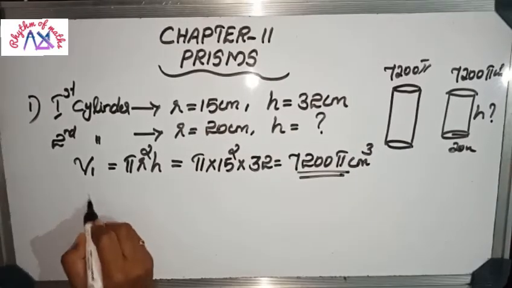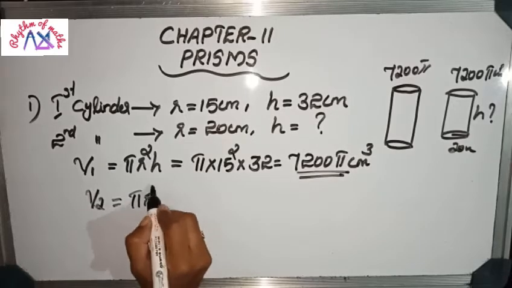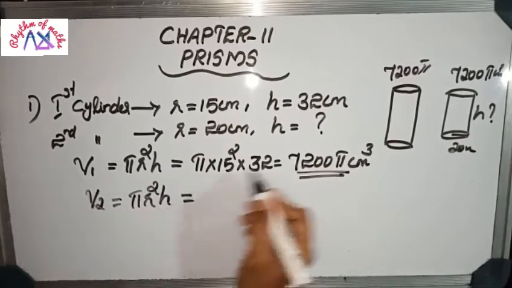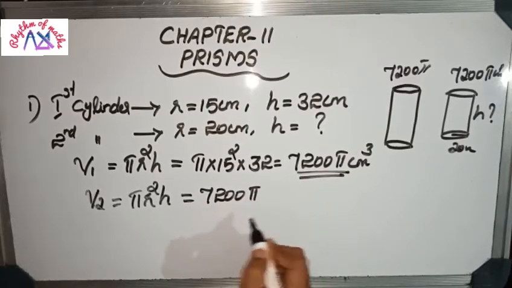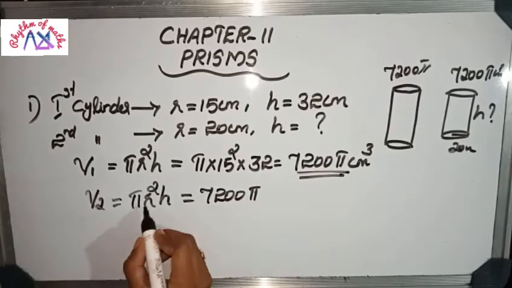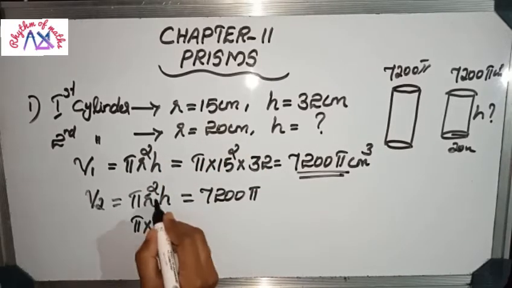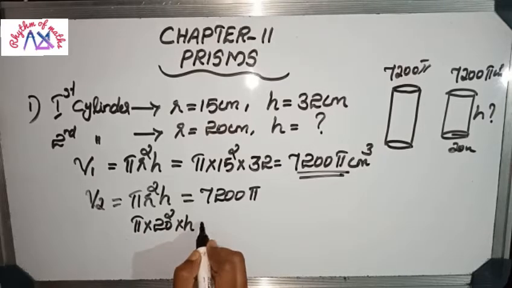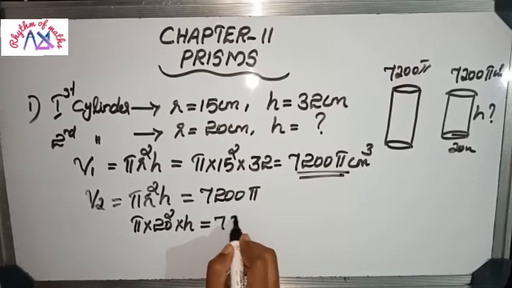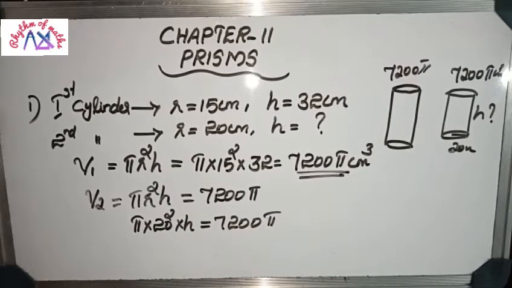So for the second cylinder, the equation is the same, pi r square h. The answer we already know, that is 7200 pi. Now let's apply the radius here. Radius we know, so pi into radius is 20, so 20 square into h. H we don't know, so we write h as h itself, equal to 7200 pi.